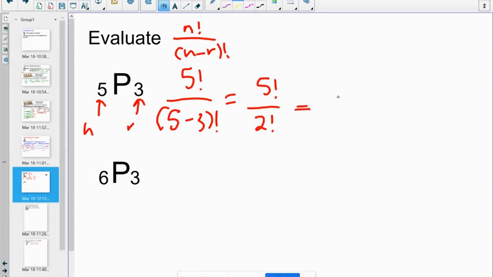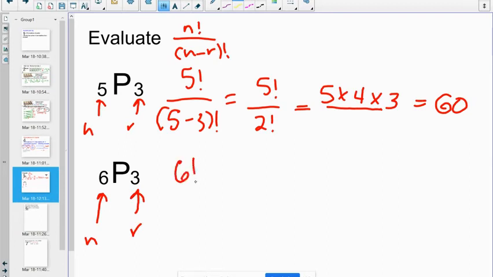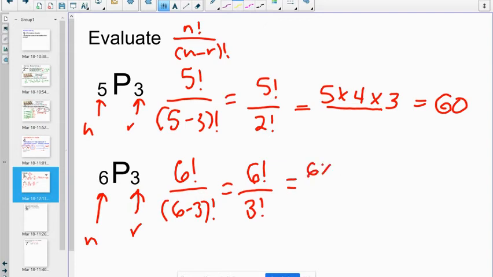And when you calculate that all out, we will just be writing 5 times 4 times 3, because 5 minus 2 is 3, so you're only going to write down the first 3 numbers of 5 factorial, and that gets you to 60. We do that same thing down here, so we have our n, we have our r, so we have 6 factorial over 6 minus 3 factorial, so we have 6 factorial over 3 factorial. 6 minus 3 is 3. And then you're going to write down the first 3 digits of 6 factorial here, because 6 minus 3 is 3. So we have 6 times 5 times 4, which is equivalent to 120.